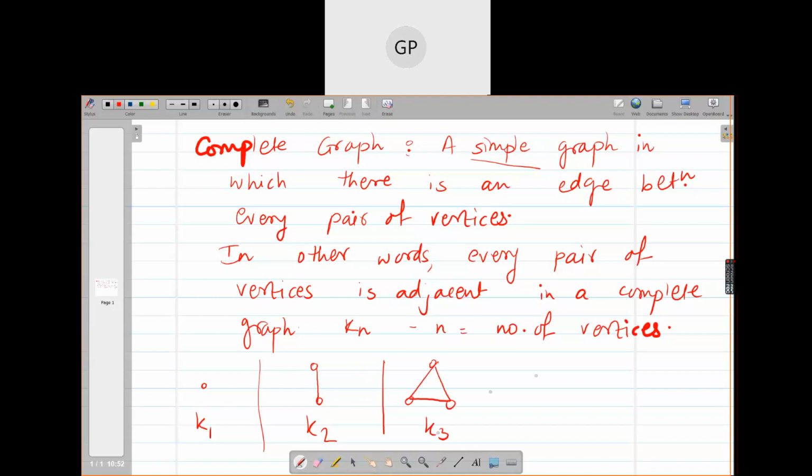Then K4 we had. So it's a quadrilateral. You make every pair of vertices adjacent. That is what you have to take care of. This is your K5. We already have seen all these, right?